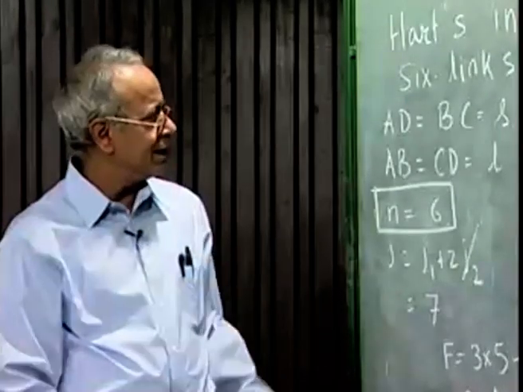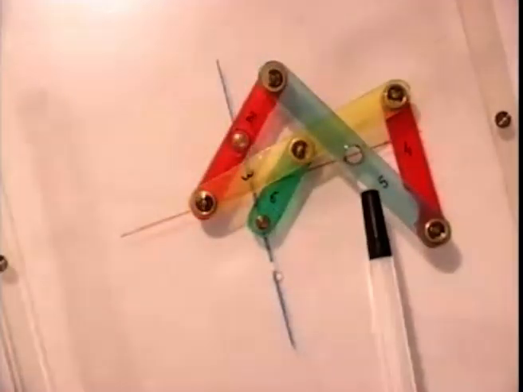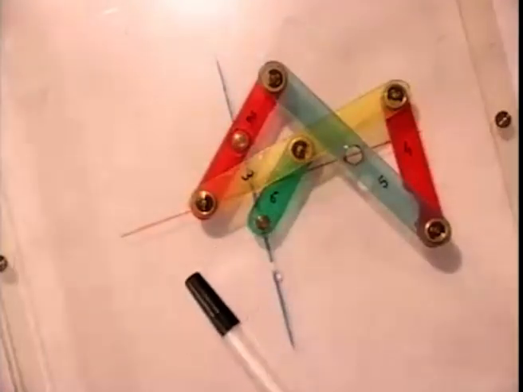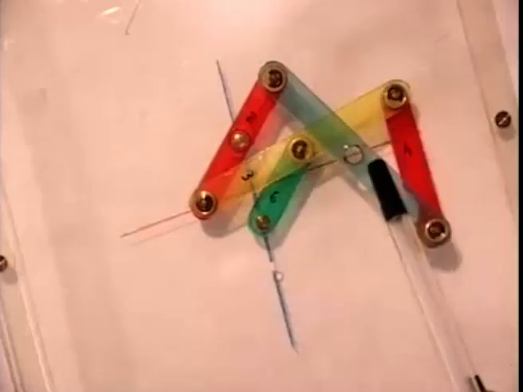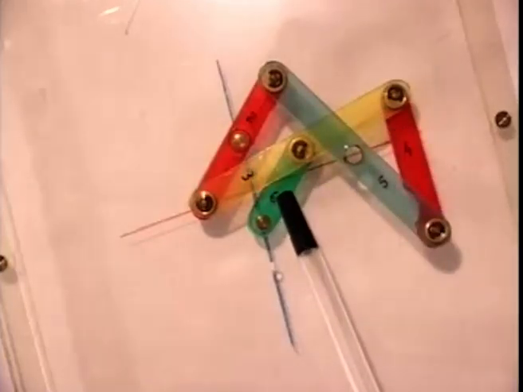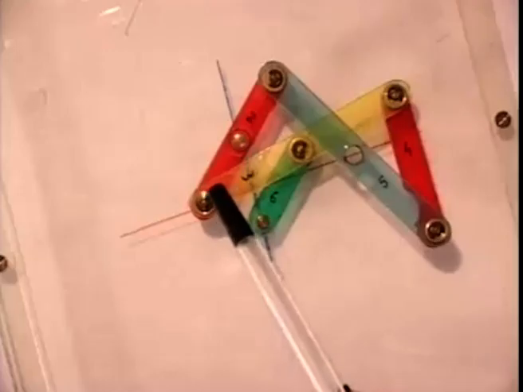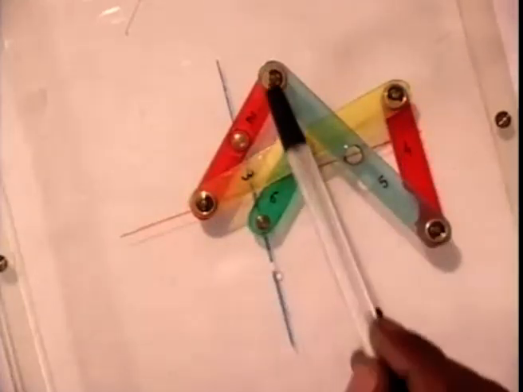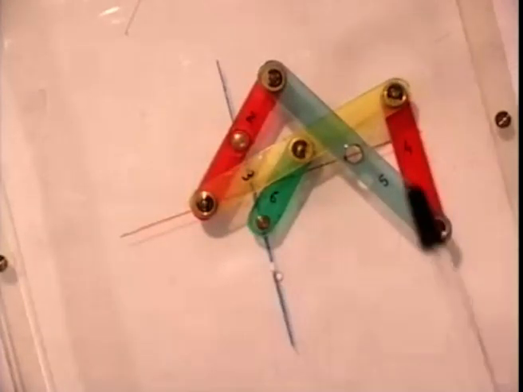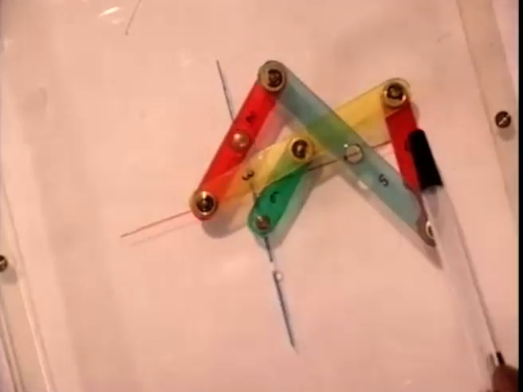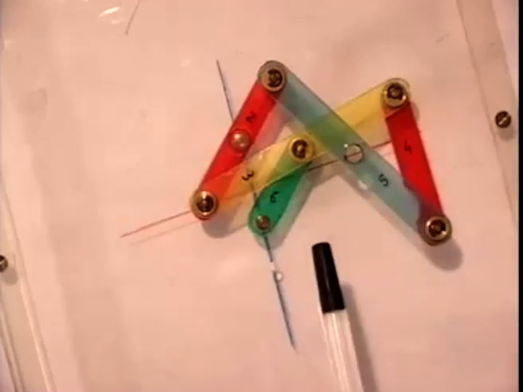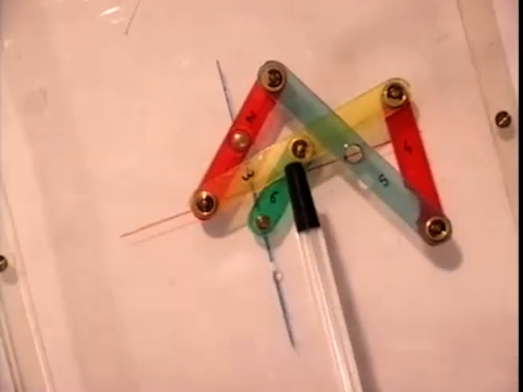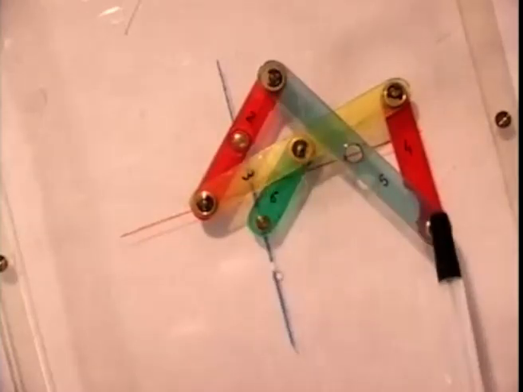Now we will demonstrate this Hart inversor through a model. This is the model of the Hart inversor, which is a 6-link mechanism. As we see, the fixed link, link number 2, 3, 4, 5, and this is the 6th link. These two link lengths are same and these two link lengths are same, constituting an antiparallelogram. The opposite sides of this quadrilateral are same, but that is in a crossed configuration. This is what we call A, B, C, D.